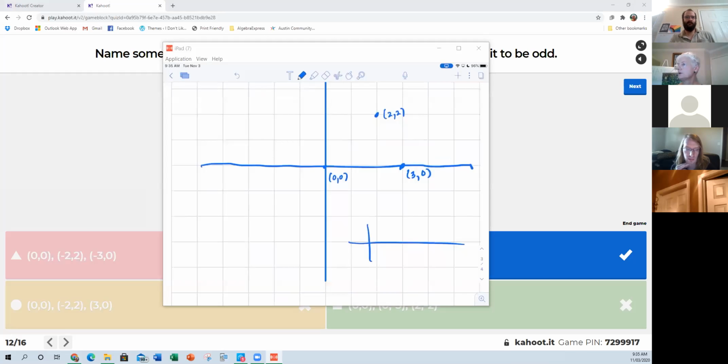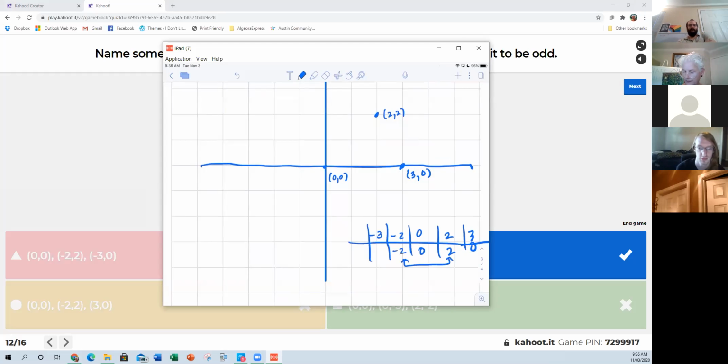Okay, so if we look at the points that we have so far, we have 0, 0. We have 2, 2. And we have 3, 0. So if we go back here, -2, -3, we want this to be odd. So this would have to be the opposite. And this one would just stay 0 because 0 is neither positive nor negative.